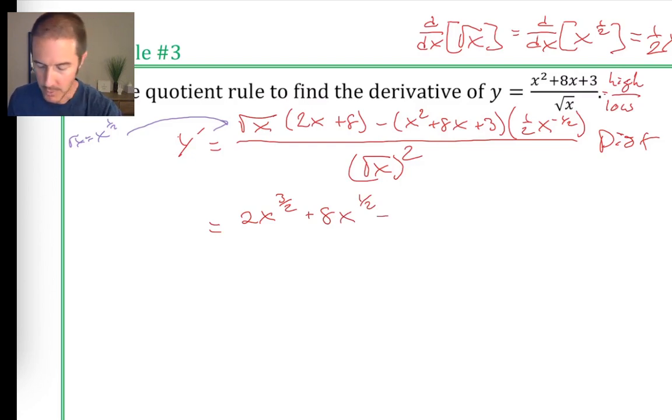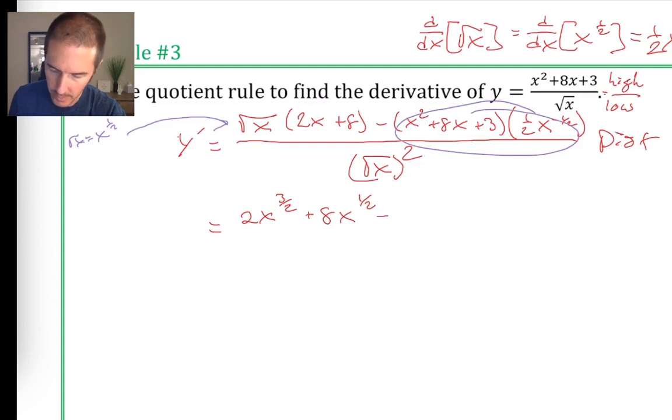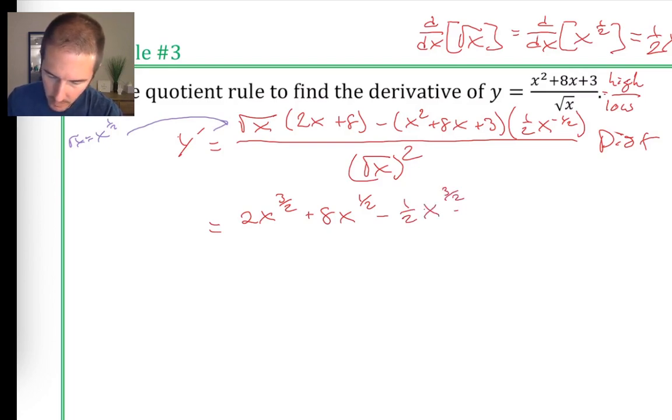minus, and now I'm distributing over here also, right? Doing my distribution here, coming in at it from the right, distributing, distributing, distributing. We get minus 1/2 x to the 3/2, minus 4x to the 1/2, minus 3/2 x to the negative 1/2.